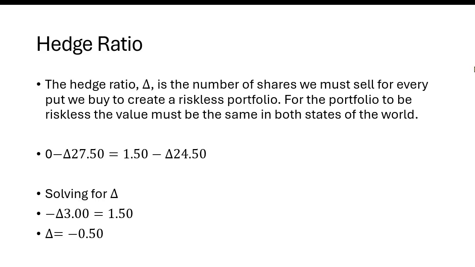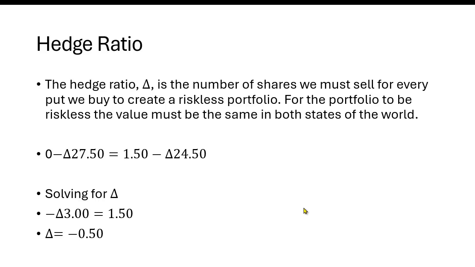For the portfolio to be riskless, the value must be the same in both states of the world. So we set the value. This is the value of the portfolio in the up state. This is the value of the portfolio in the down state. And we solve for delta. And we see that delta is minus 0.5. What does that mean? That means you're selling short a negative half a share of stock. So what you're actually doing is buying half a share of stock for every put that you buy.